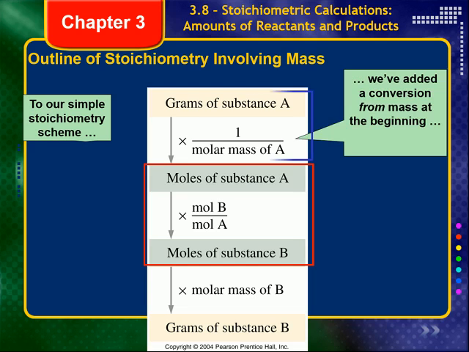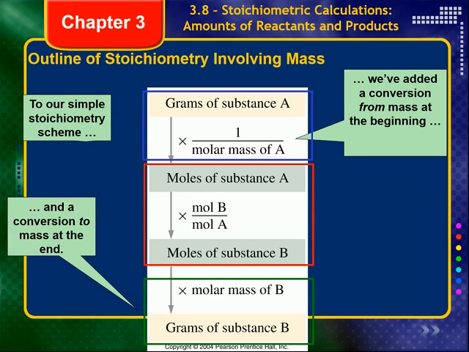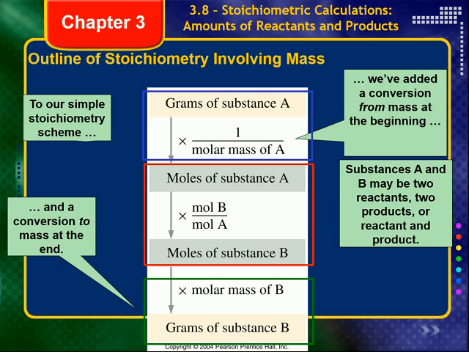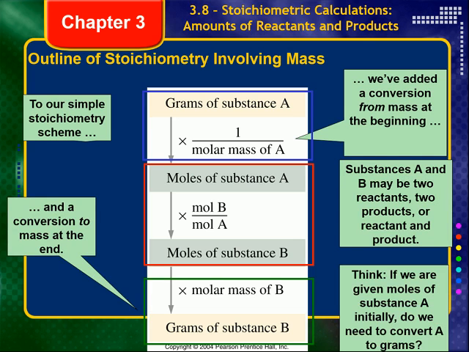And we're going to have a very simple stoichiometric scheme, and all we're doing is this mole ratio conversion. We're adding a conversion factor from mass at the beginning, and then potentially a conversion factor back to mass at the end. Substances A and B, it does not matter where they are in the reaction. They can be two reactants, they can be two products, they can be one reactant, one product. It actually does not matter whatsoever. The reaction arrow does not really play a role in these stoichiometric conversions.